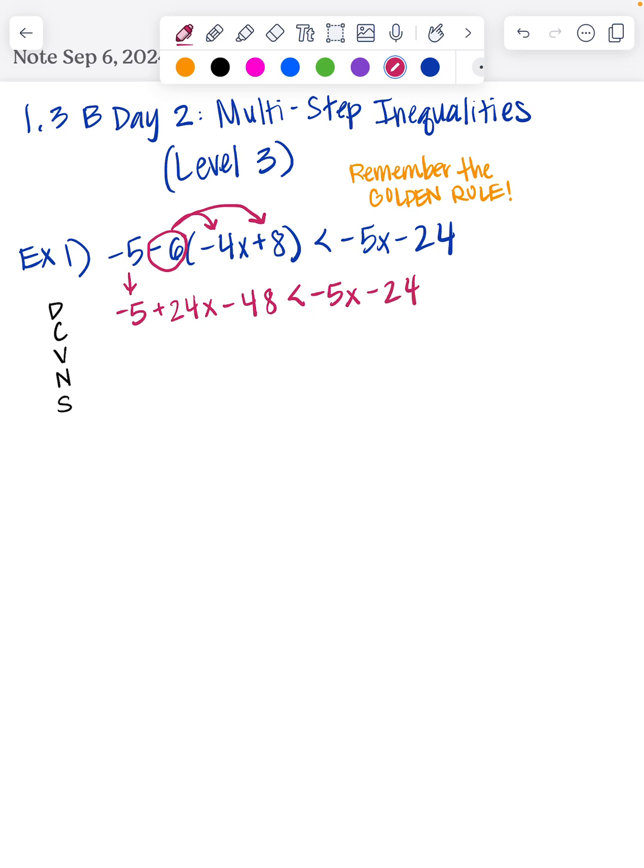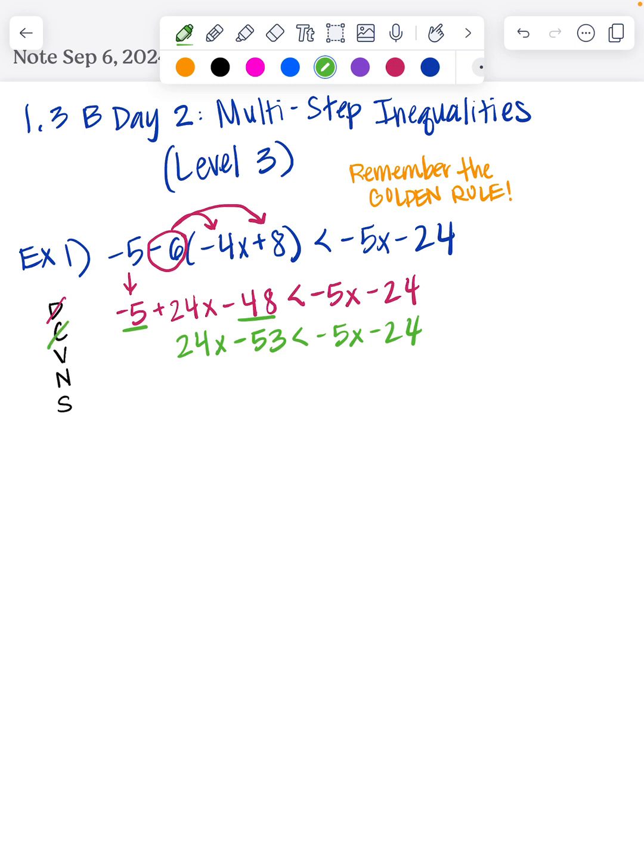Now you're going to look for like terms. Combine like terms, and the like terms have to be on the same side of the inequality. So I can see that on the left side I have -5 and -48. So in this step, I'll have 24x minus 53 is less than -5x minus 24.